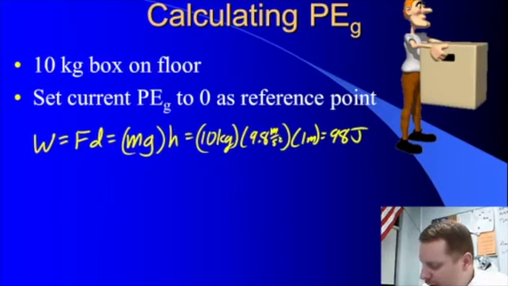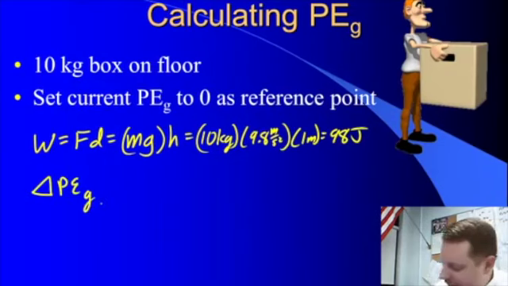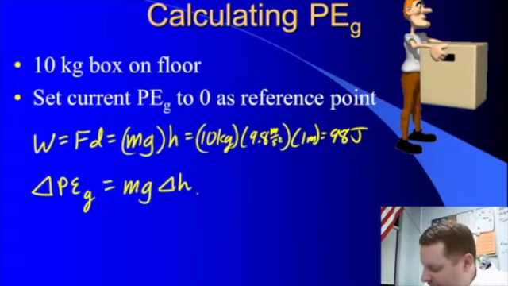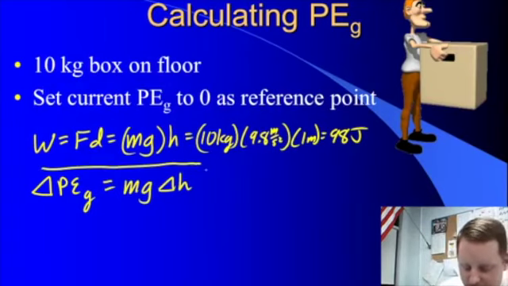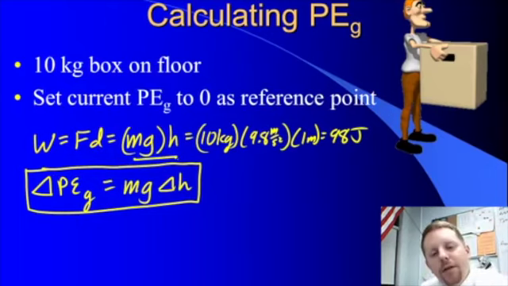So we transferred our stored energy to the box by doing work on the box. Now the change in the object's potential energy, delta potential energy, gravitational, is equal to the force of the gravity on the box times its change in height, mg delta h. So we have derived the formula for change in potential energy. Pretty straightforward. Potential energy due to gravity is mass times acceleration due to gravity times the change in height.